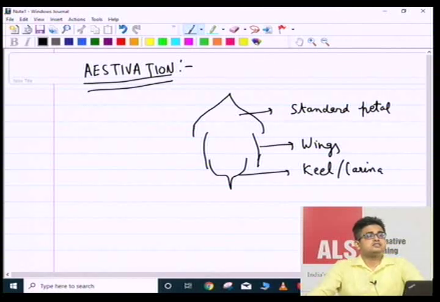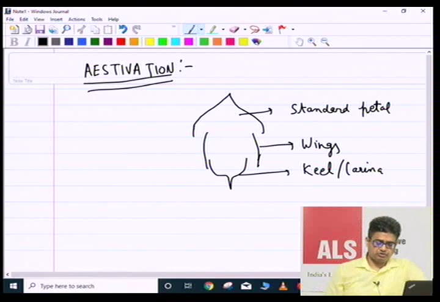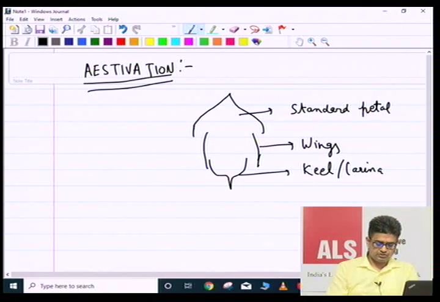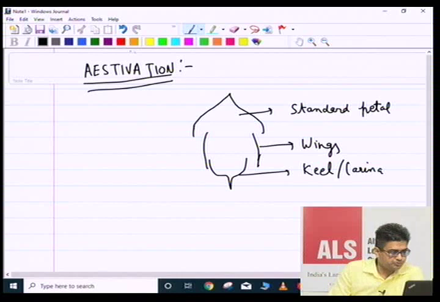In the other estivations, questions can be asked from valvate or twisted. Imbricate is sometimes asked. Normally it's not a common question, but vexillary estivation is the most common one that is asked from you. Now you remember all this. Let's move on. After estivation, what is remaining now? We are going to finish this chapter today. Now we have to complete the characteristics of androecium.